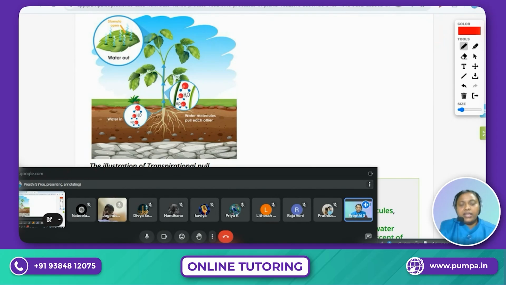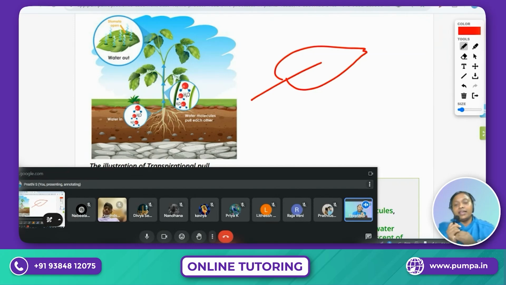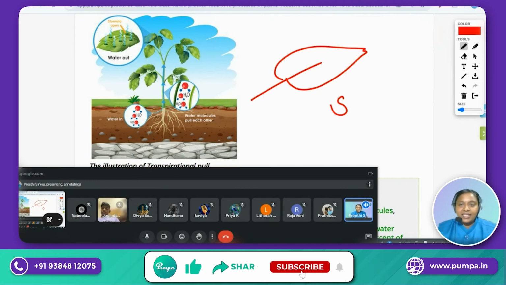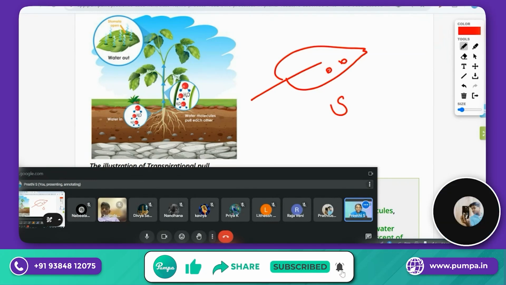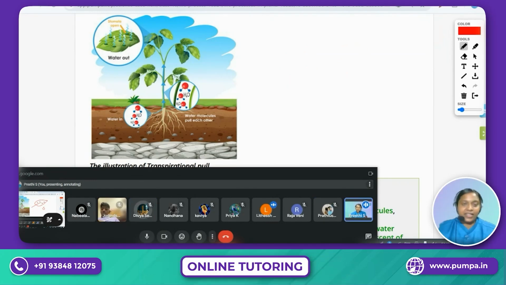Even if it is water, if it is in excess, it is going to be called an excretory material. The excess of water has to be removed out of the plant. So how can the removal be done? With the help of the openings which are found on the surface of the leaf, right? What is it called? It will start with S. Stomata. Very good. Well done, everyone.